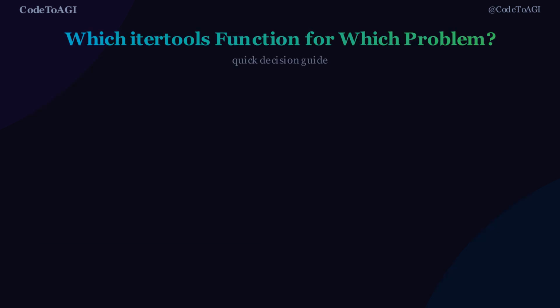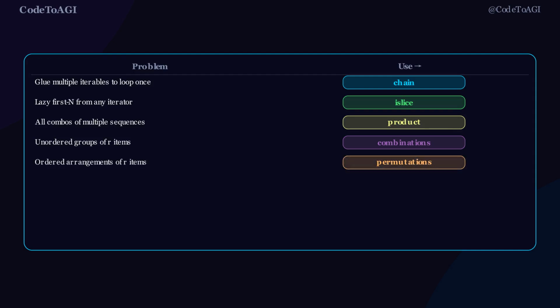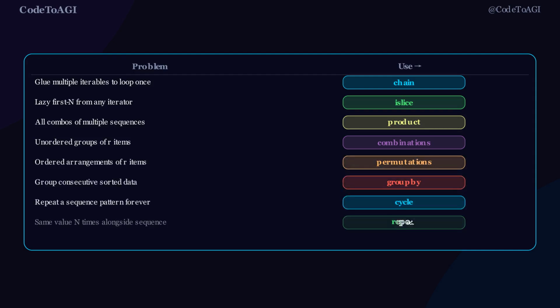Which itertools function for which loop problem. Gluing multiple iterables to loop over once: chain. Lazy first n from any iterator: islice. All combinations of multiple sequences: product. Unordered groups of r items: combinations. Ordered arrangements of r items: permutations. Grouping sorted data by key: groupby. Repeating a pattern forever: cycle. Same value n times alongside a sequence: repeat. For loop that's just concatenation: always chain.